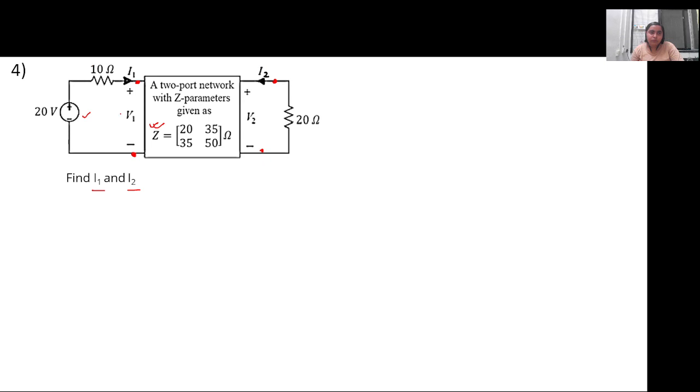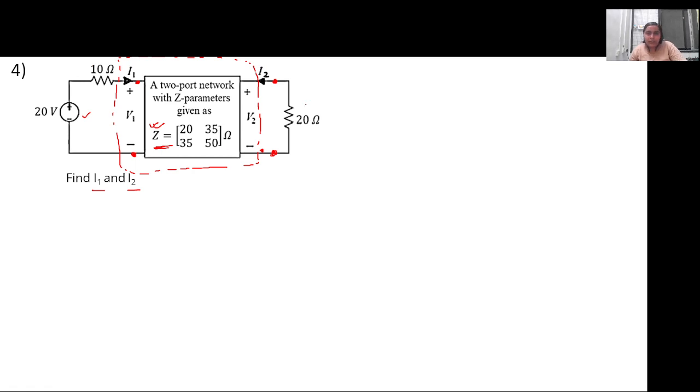So the two-port parameter conditions will remain as they are, right? Since this part of the circuit belongs to the two-port network, whose Z parameters are given, and the relation between the current and voltage will remain as it is. The only thing now is a load resistance of 20 ohm has been added, and a certain input voltage with a resistance has been added into the circuit. Under this condition, what will be the value of the input and the output current is what we have to find out.